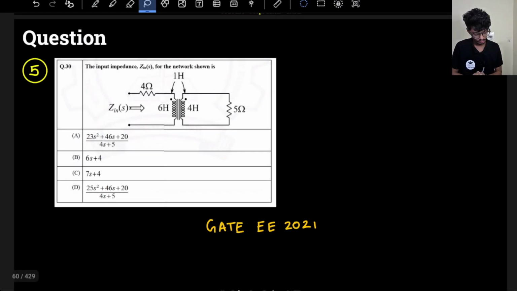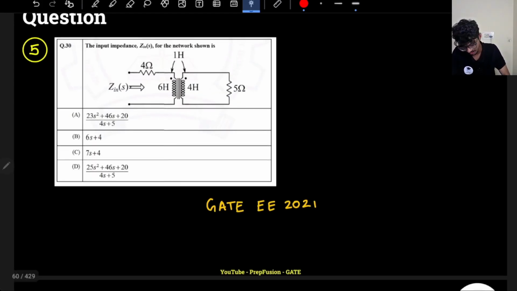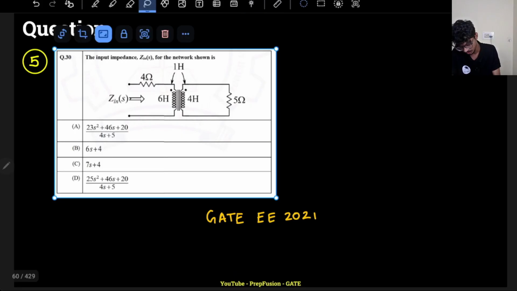So let's start with this question. We have this question where we have to find out the input impedance seen from here. What will be the input impedance seen from here? Remember, I cannot just simply bring this 5 ohms here because I have mutual coupling as well, and the inductance values are also given. So we have to go by the basic approach. What is the basic approach? The basic approach will be, I will just copy the transformer.